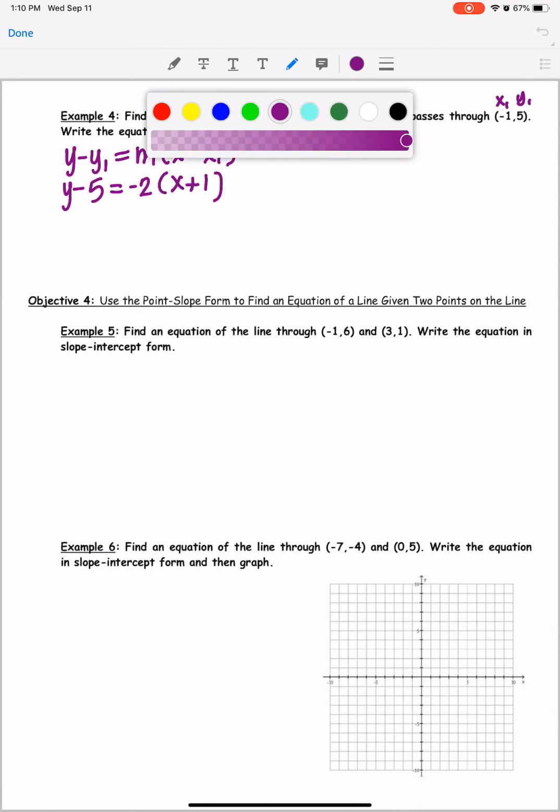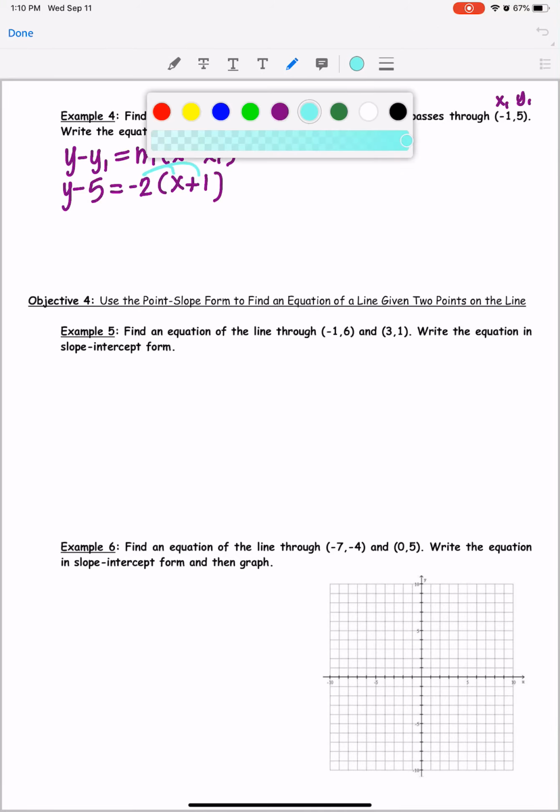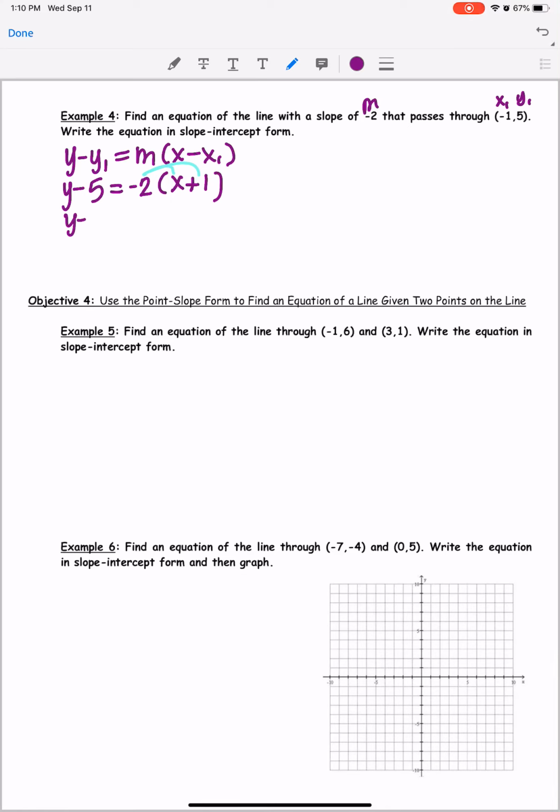Same two steps every single time. Distribute first. So I get y minus 5 equals -2 times x is -2x. -2 times 1 is -2. I need to get y by itself since we're putting this in slope-intercept form. That means solve for y. Opposite of subtracting 5 is to add it over. So I get y equals -2x. -2 plus 5 gives me a plus 3.